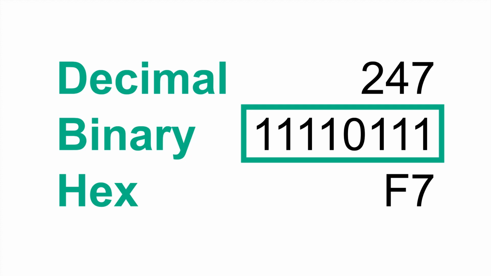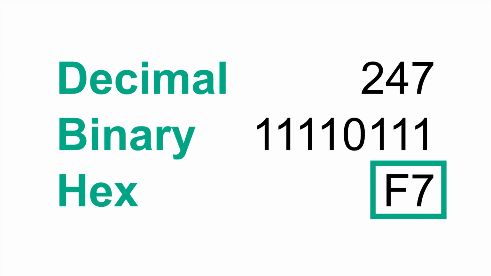So here you see 247 in binary is represented as 11110111. And last, the hex system is great because it lets us display large numbers with fewer digits. And again, our 247 displayed in hex is F7. I can say that I have 247 apples, which is the same as saying I have 11110111 apples, and it's also the same as saying I have F7 apples.